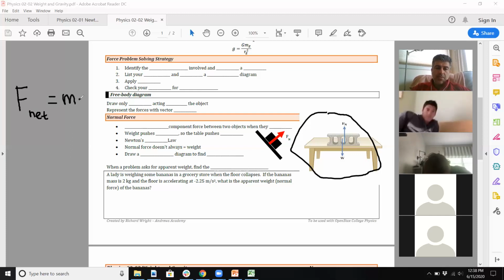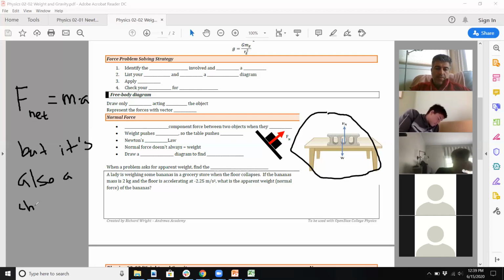Usually we set this equal to mass times acceleration. But it's also a change in your forces.